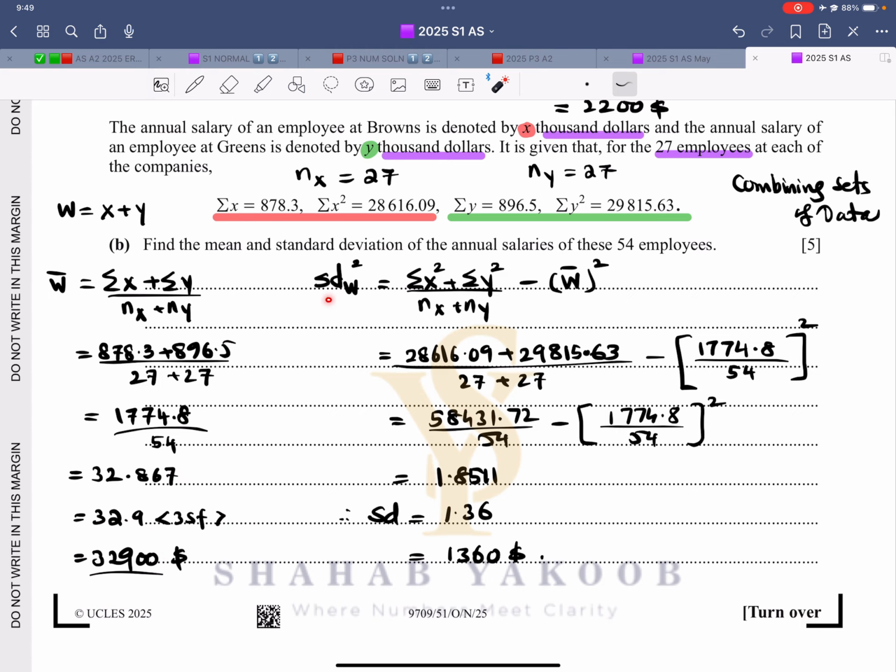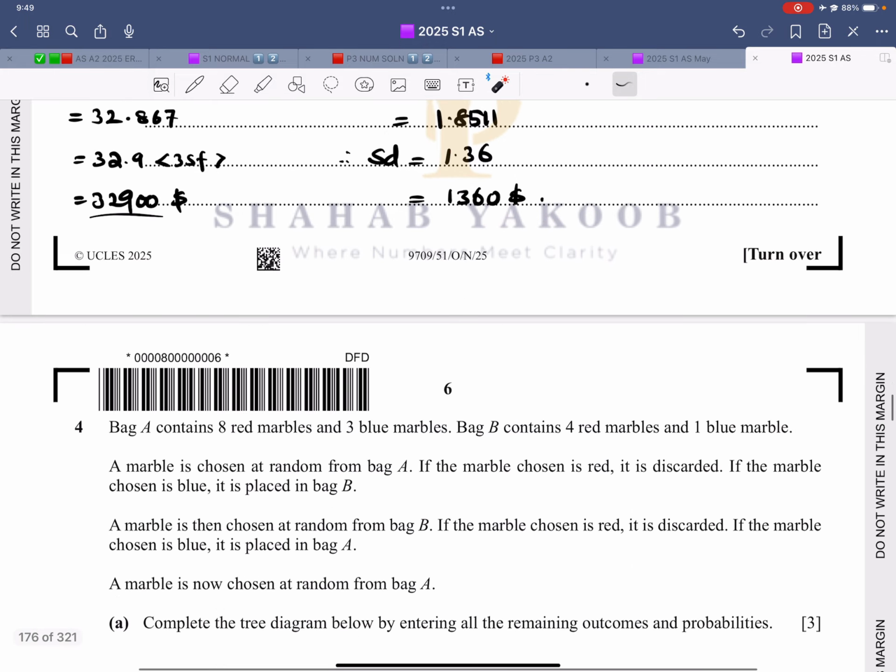Similarly, sigma square, SD square for W, take this sigma Y square, take this sigma X square, add it up, look at the working, show all your working to gain full marks, divided by 54 minus this thing right over here. And then we get this value, SD is 1.36 by taking the square root and multiply by 1000, that is 1360. So final answer.